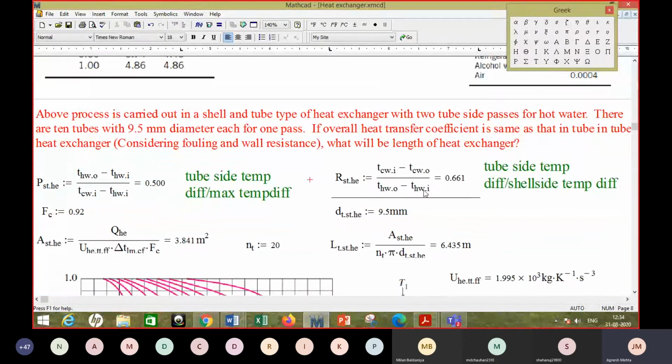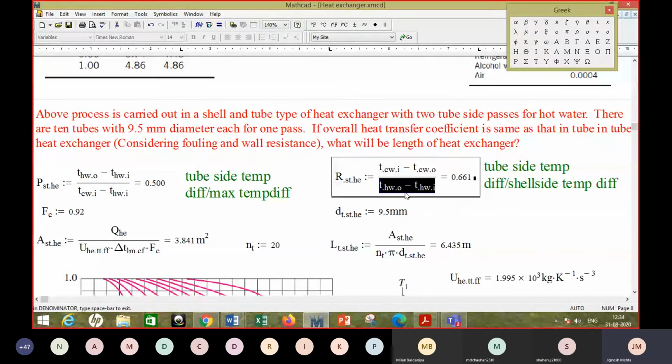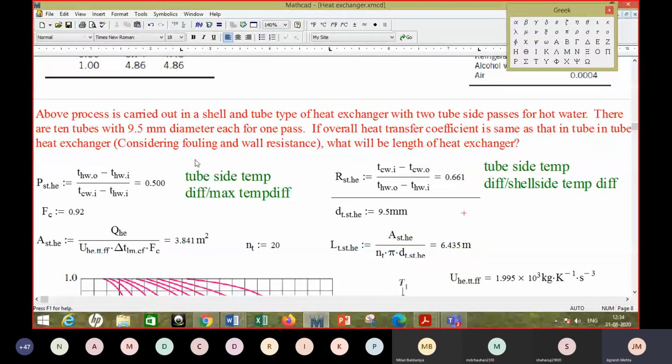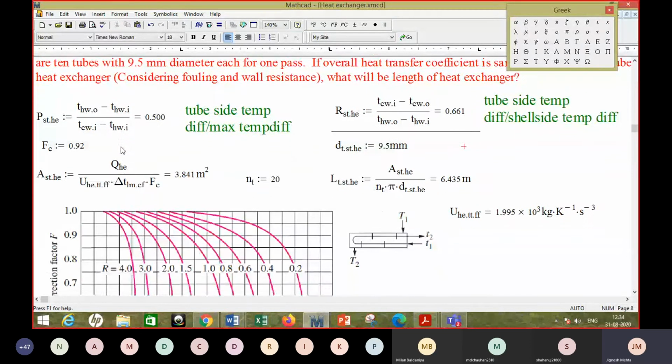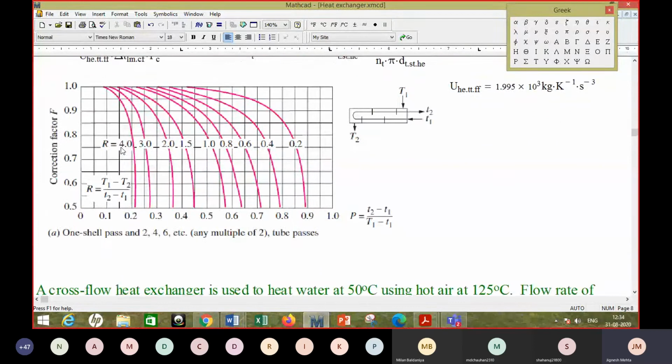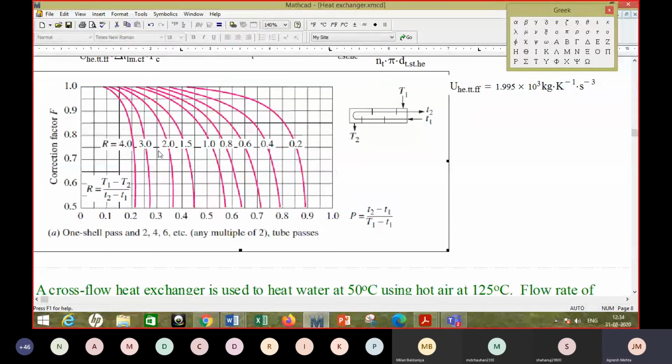So R is 0.661, shell side temperature difference upon tube side temperature difference, right? Okay. So what is the value of F that you get? You have to get it from a graph like this, right? So what is this graph showing? It shows the relation. It will give you correction factor F based on the value of P and the value of R, right? So your P value is 0.5, right?